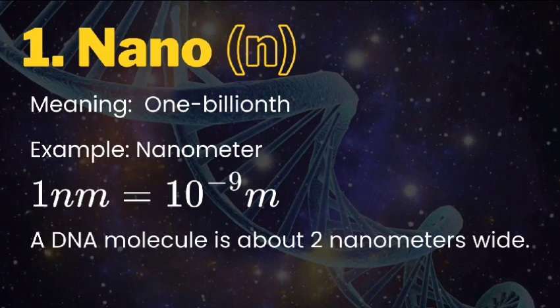So let's start. Number 1, nano. Nano means 1 billionth. For example, nanometer. 1 nanometer is equal to 10 raised to power minus 9 meter. A DNA molecule is about 2 nanometers wide.